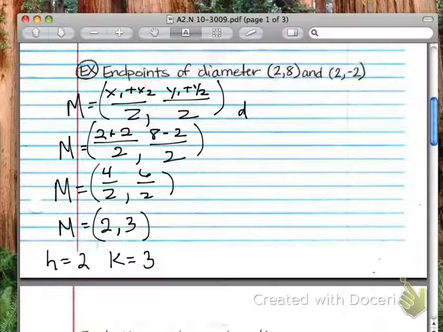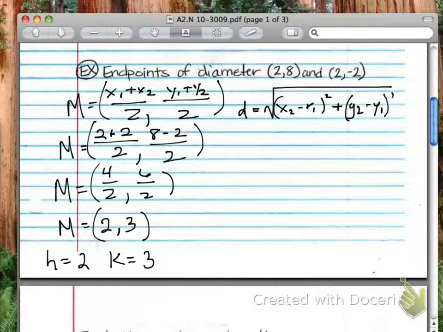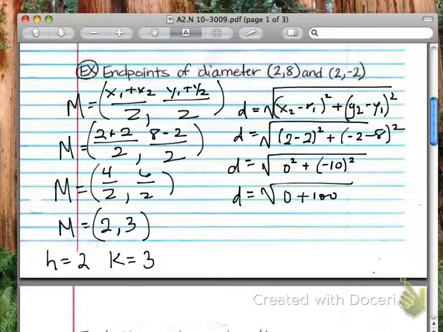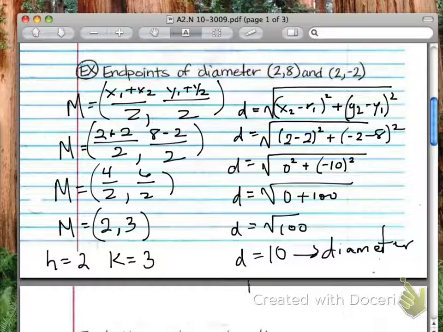So we have D equals the square root of x2 minus x1 squared plus y2 minus y1 squared. So D equals the square root of 2 minus 2 squared plus negative 2 minus 8 squared. That gives me D equals the square root of 0 squared plus negative 10 squared. So D equals the square root of 0 plus 100, so D equals the square root of 100. So D equals 10. This is your diameter though, right? So your radius is, and I hear you guys saying, r equals 5.